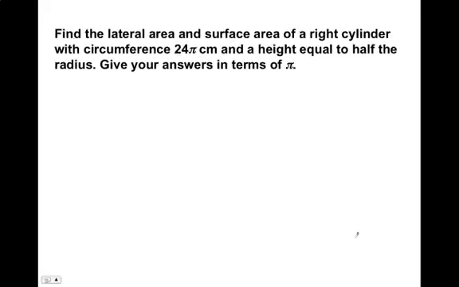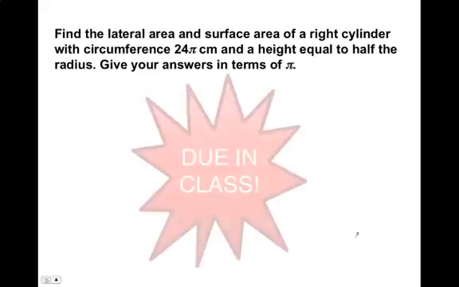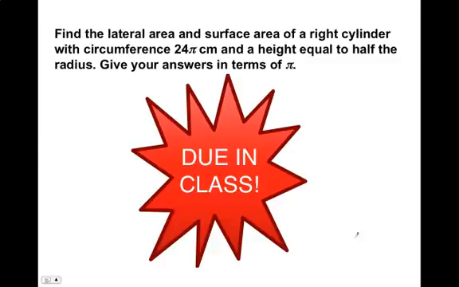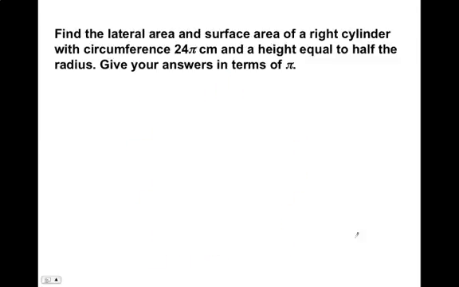This one is what you're going to do for class. You're going to find the lateral and total surface area of a right cylinder with a circumference of 24 pi centimeters and the height that is equal to half the radius. So remember, it's giving you the circumference. So use the circumference of the base in order to find the radius. Remember, the radius is twice as big as the height, or the height is half the length of the radius. So you have to use your circumference first. Make sure that you leave your answer in terms of pi.